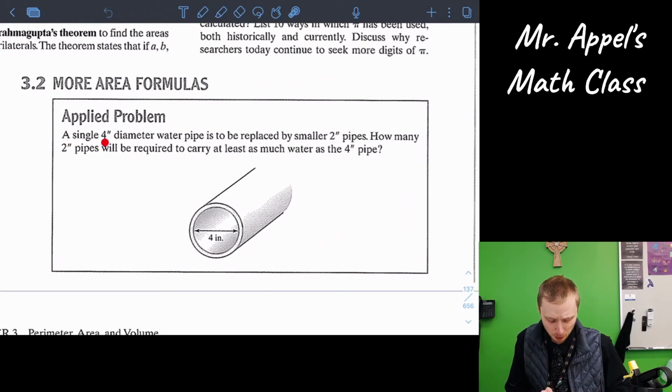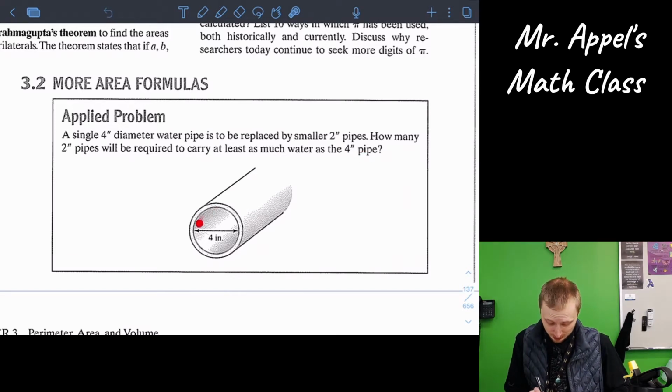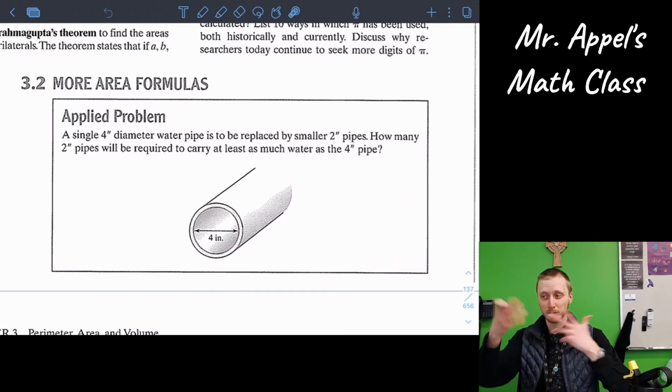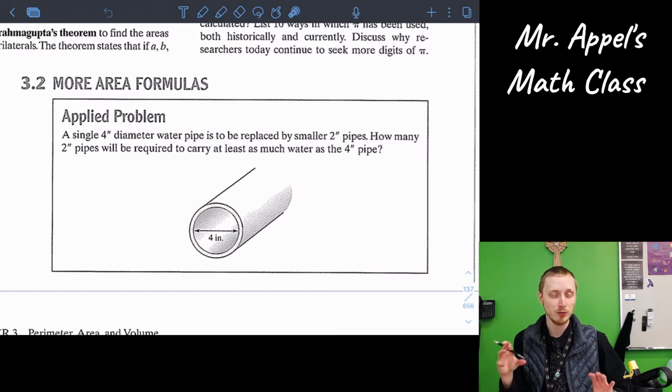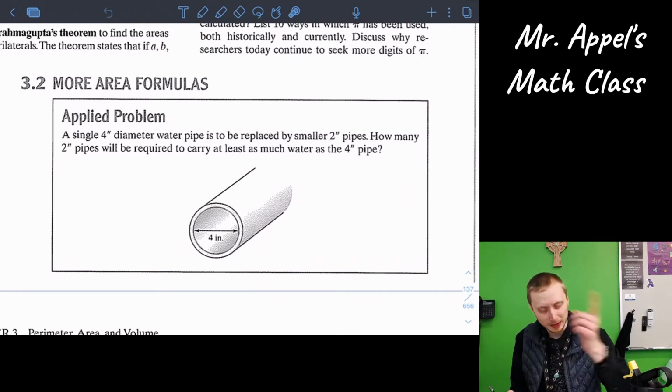A single 4-inch diameter water pipe is to be replaced by smaller 2-inch pipes. How many 2-inch pipes will be required to carry at least as much water as the 4-inch pipe? Right, so we need, in effect, the area of this cross-section. We need to be able to replicate that with a number of 2-inch pipes so you get the same throughput of water. How many is it going to take? How do I find the area of this circle? Let's find out.